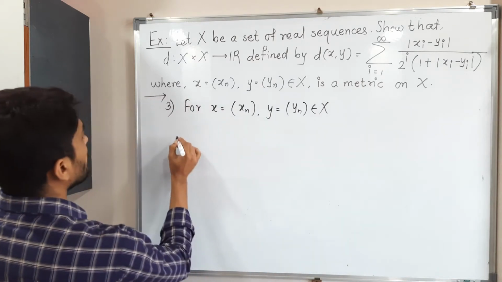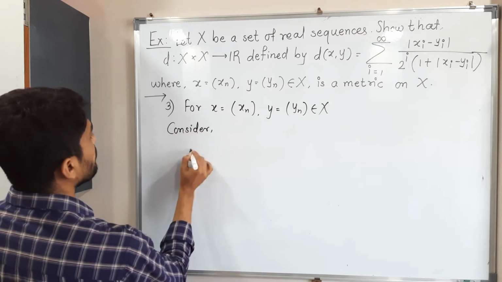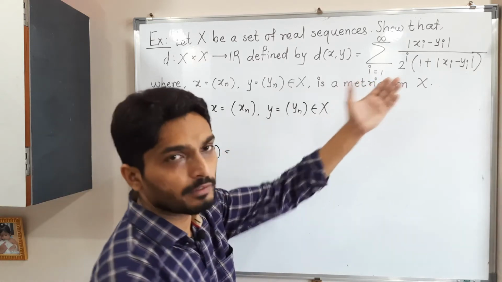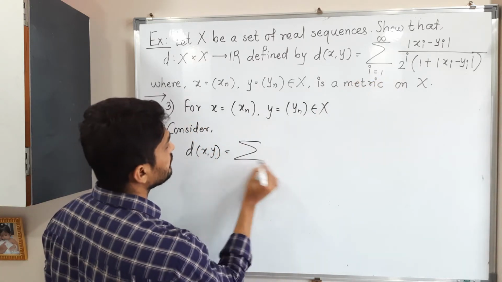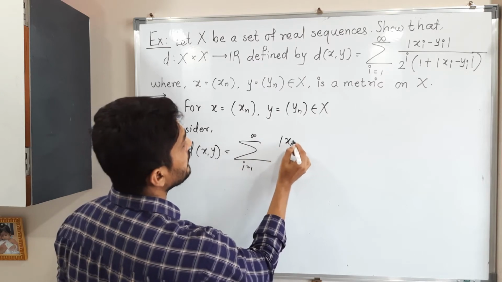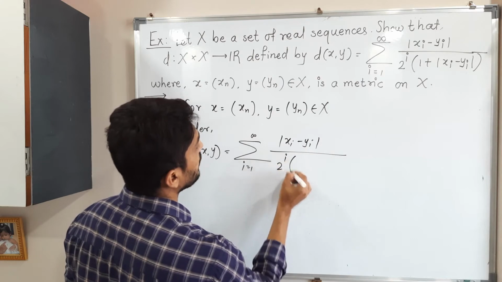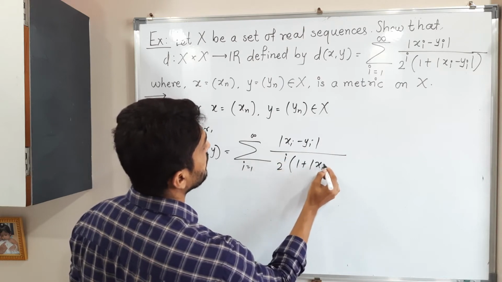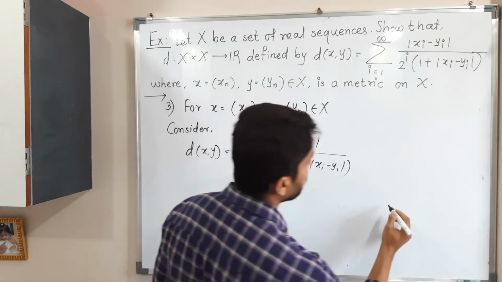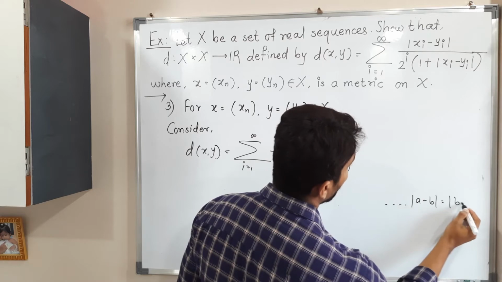So see, I will consider d of xy. What is d of xy? d of xy has a huge definition, right? This definition, so I will simply copy and paste. Summation i running from 1 to infinity, mod xi minus yi upon 2 raised to i, 1 plus mod xi minus yi. Okay, do you know one important thing of mod? That is mod a minus b is same as mod b minus a.